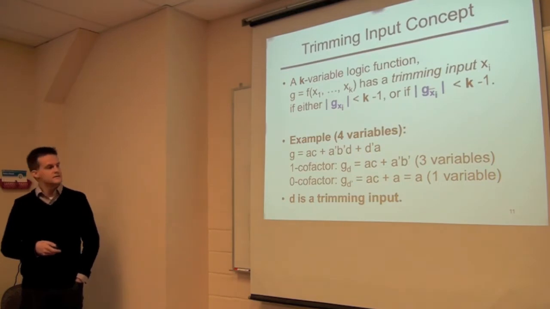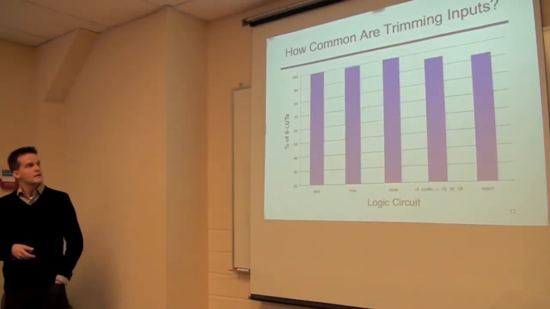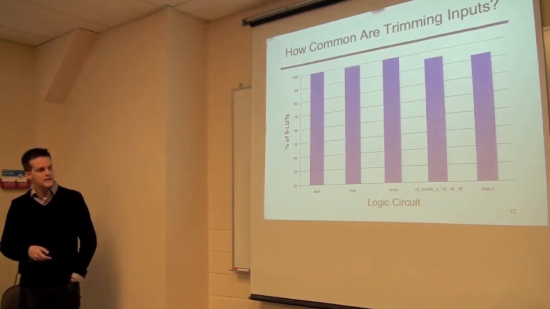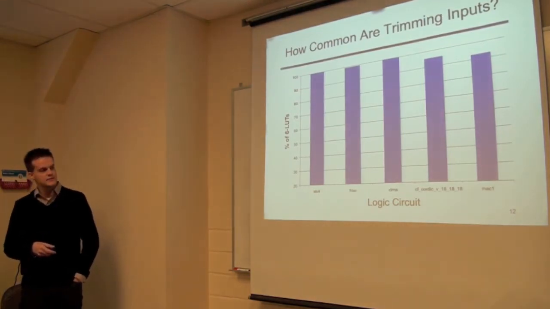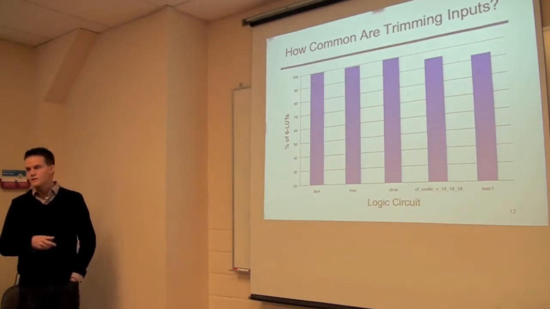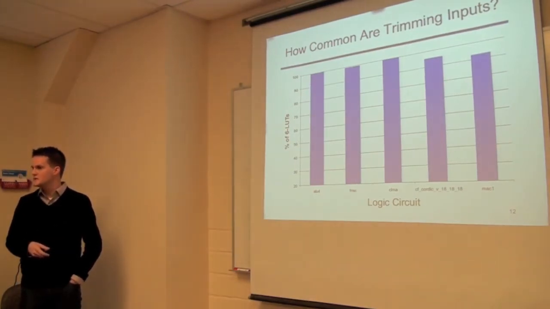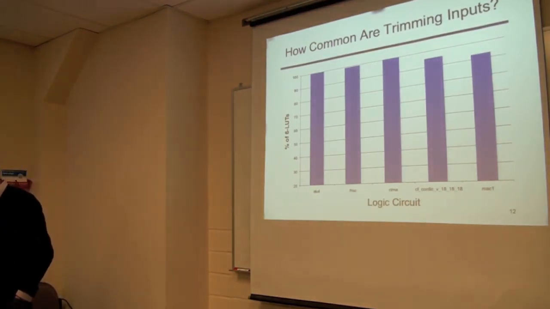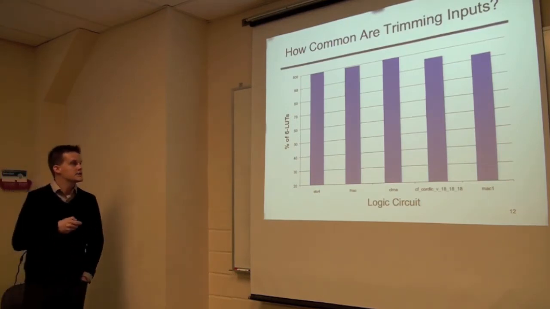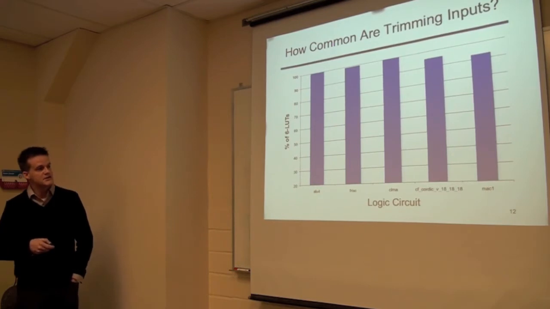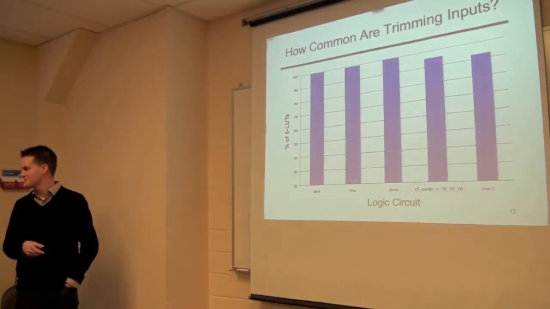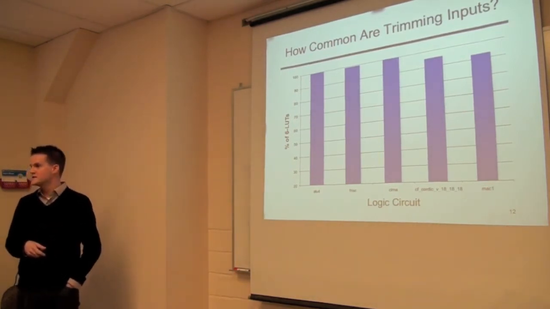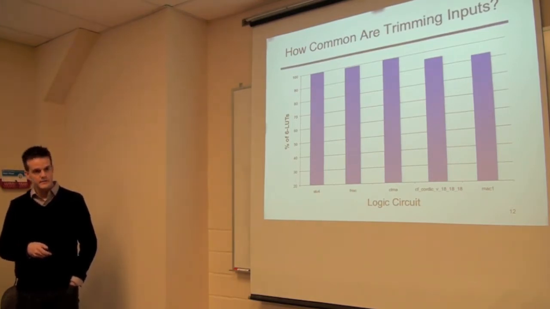Okay, so what does this trimming input concept give you? Well, first of all, how common are these trimming inputs? We actually analyzed that. On the horizontal here, you see the names of 5 circuits. And on the vertical, we mapped those circuits into 6 LUTs, and we checked, of all the 6 LUTs, how many have at least one input that is a trimming input. Actually, these trimming inputs were extremely common, especially in the MC-NC circuits, and maybe less so in other circuits. I'll show that in the results. But more than 90% of 6 LUTs in the mappings had a trimming input.